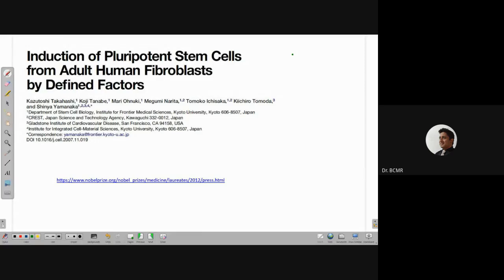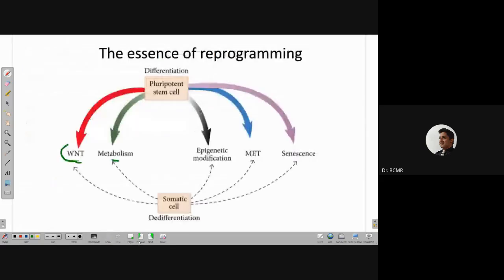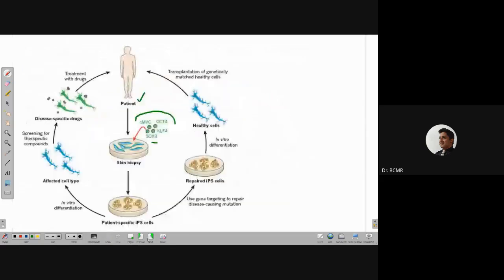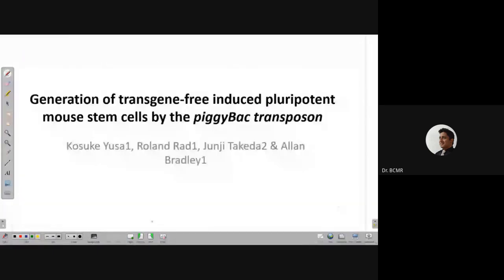A few days ago, I think I shared with you a paper titled Induction of Pluripotent Stem Cells from Adult, a previous paper. Then I shared this one, titled Generation of Transgene-Free Induced Pluripotent Mouse Stem Cells by Piggyback Transposon. Right? And I guess we haven't discussed that before. So today we are going to discuss this paper.